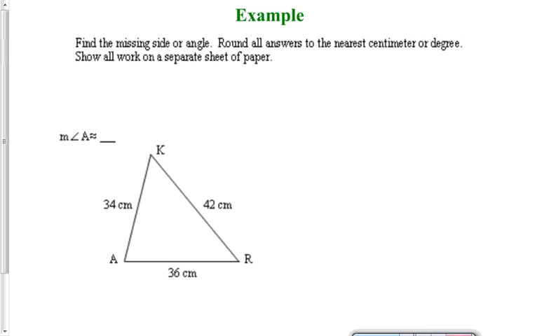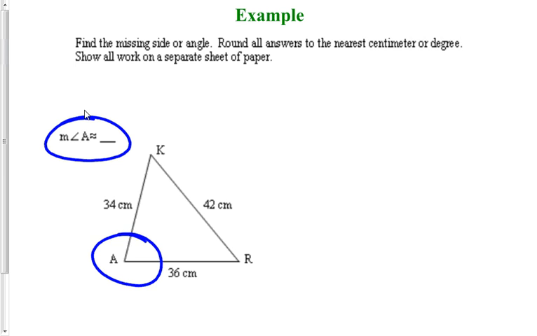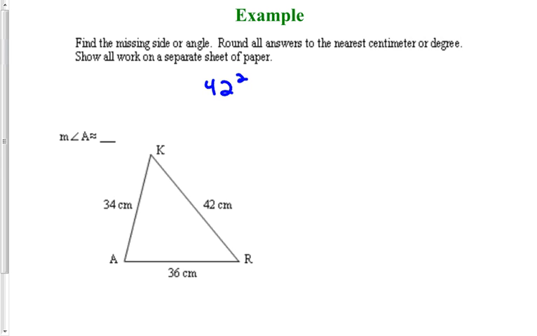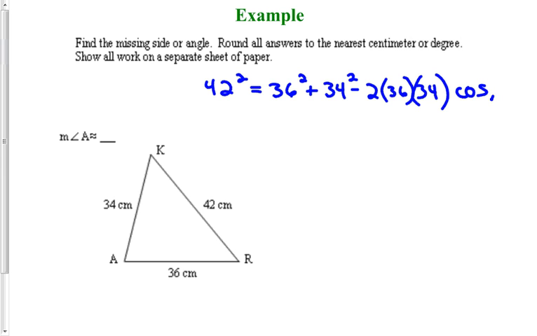So in our next example, we are being asked to find the measure of angle A. So obviously angle A is right down here. We know side a, so that'll have to go out in front. And we know the other two sides right there. So we have everything we need to use the law of cosine. So let's set it up. Side a, 42 squared, equals the other two sides, 36 squared plus 34 squared minus 2 times 36 times 34 times the cosine of angle A, which is what we're being asked to find.